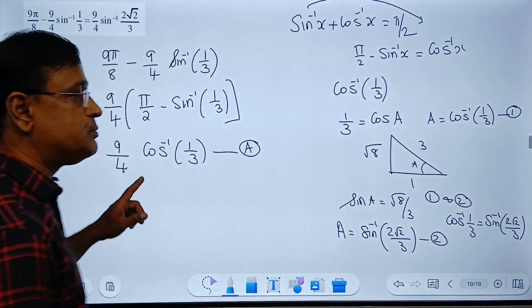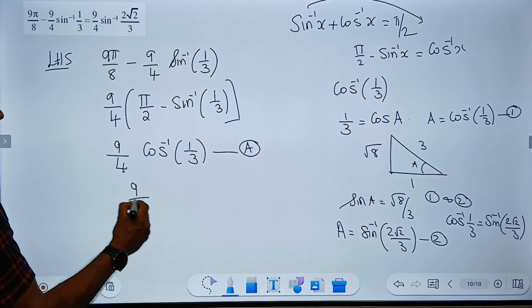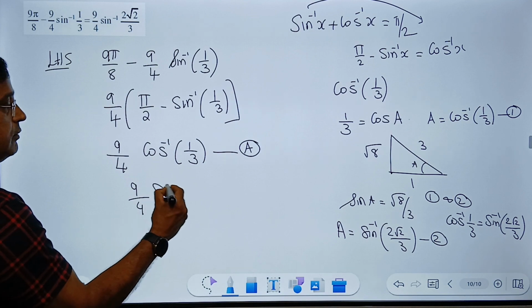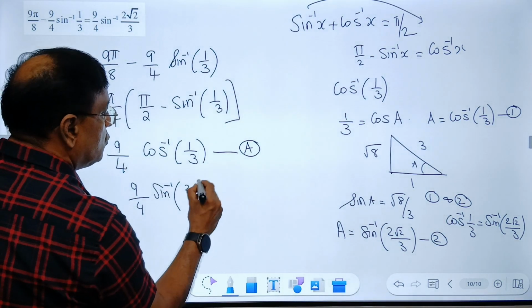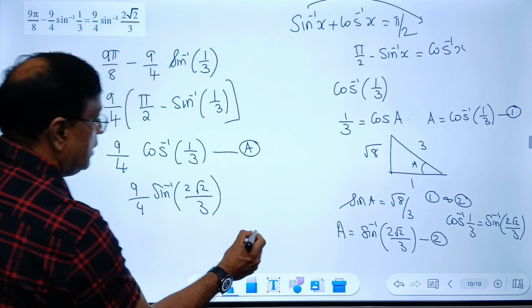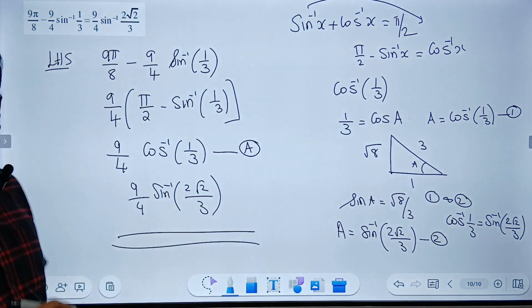Now take that and substitute here. So what do you get? 9 by 4 sine inverse of 2 root 2 by 3. Hence proved. Isn't it wonderful?